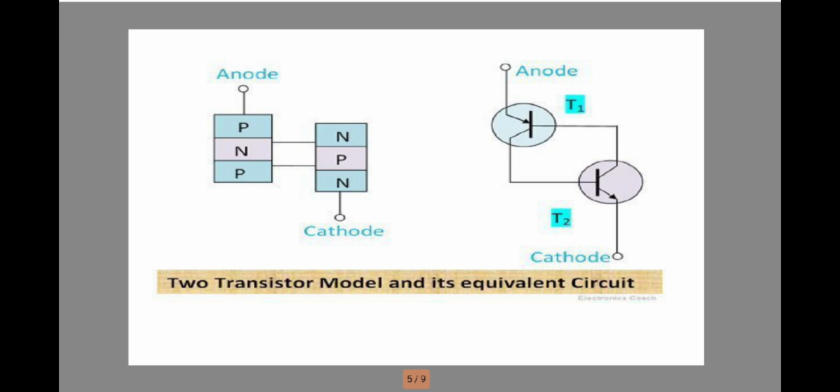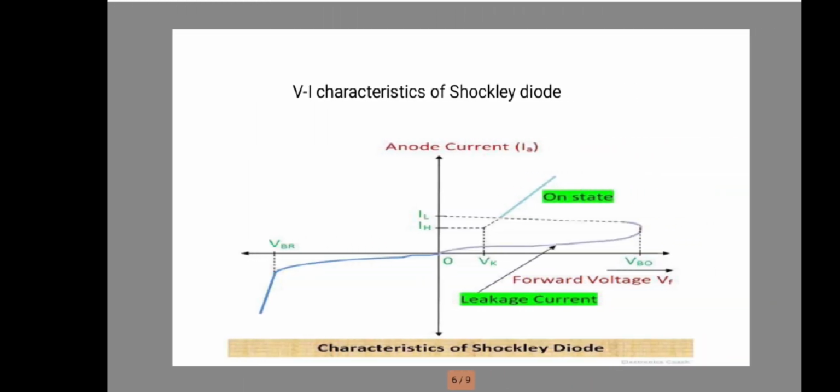When junction 1 and junction 3 are reverse biased, junction 2 is forward biased and the device starts operating in reverse bias mode. But if it is operated in reverse bias and the voltage exceeds the breakdown voltage, the diode gets damaged. VI characteristics of Shockley diode.